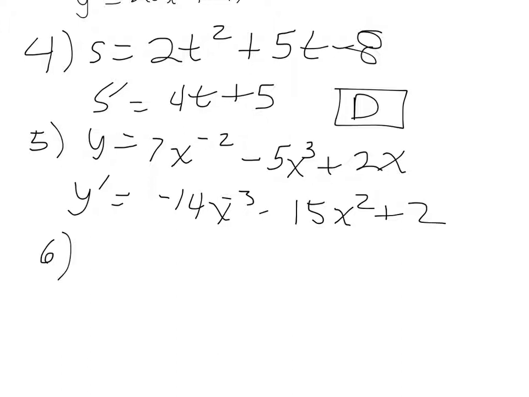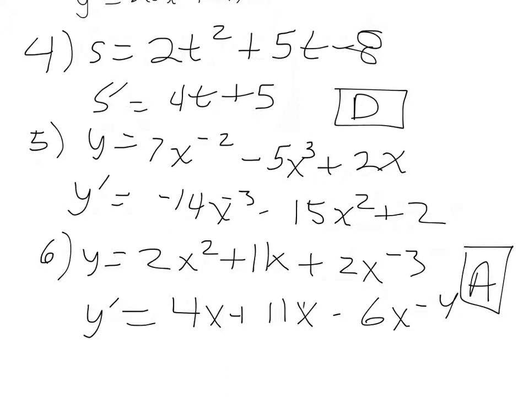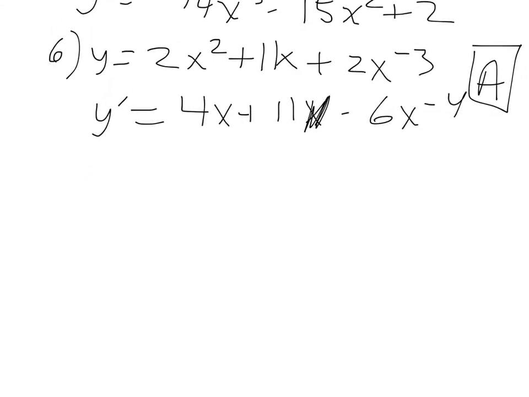All right, number 6, y equals 2x squared plus 11x plus 2x to the minus 3. Somebody scream! What's the answer? Anybody? Good Lord, you talk so fast, I couldn't write that fast. A. There's no x there. You blind. All right, that's A.